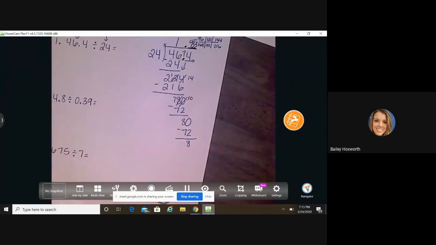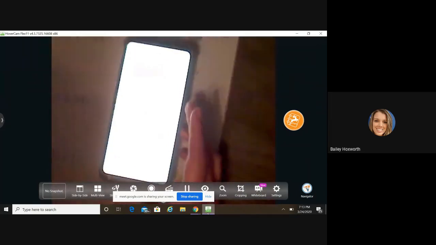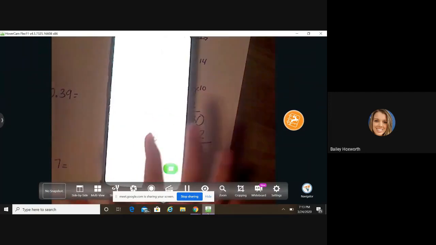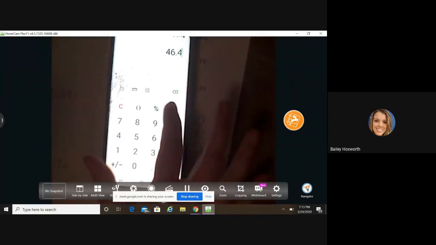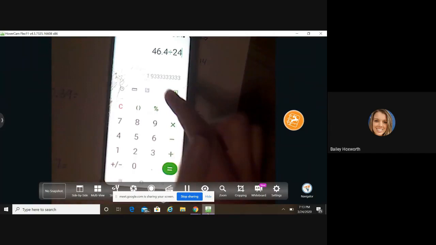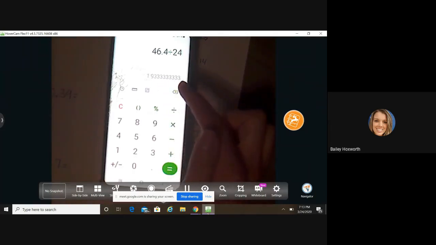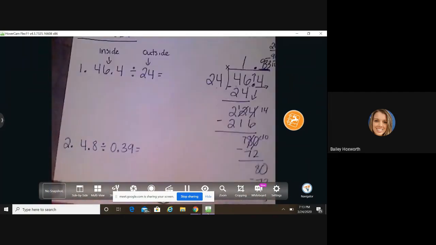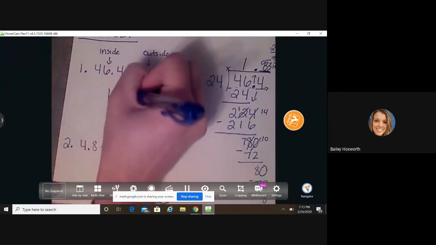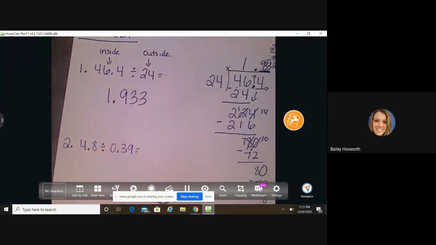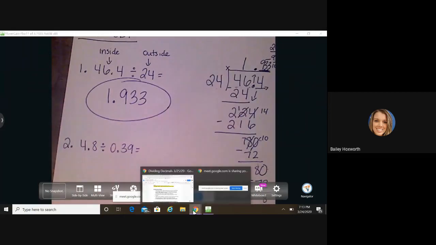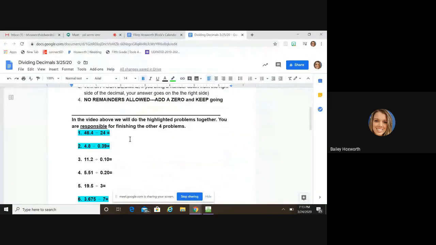And I'm going to show you on my phone real fast. There we go. If I do 46.4 divided by 24, you see how those 3's just continue to keep on going? So our answer for our first problem is going to be 1.933. We're going to stop here. So now on your document, you need to make sure that for number 1, you put in your answer, 1.933.